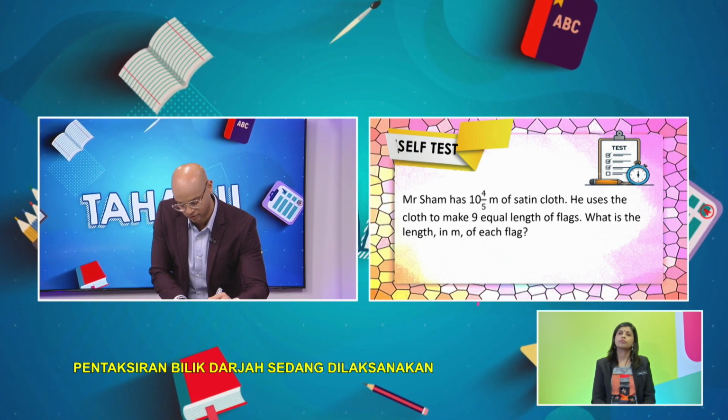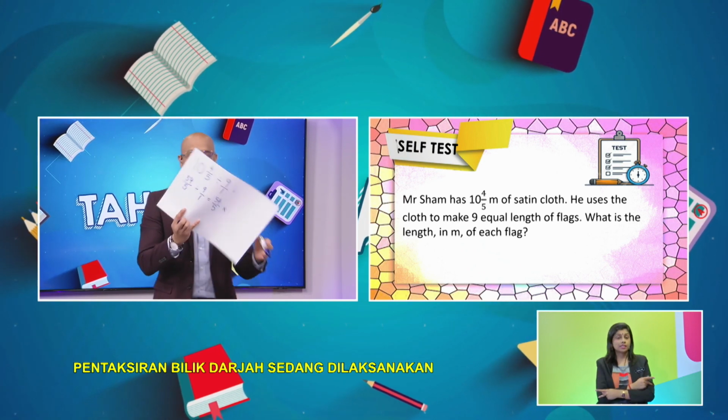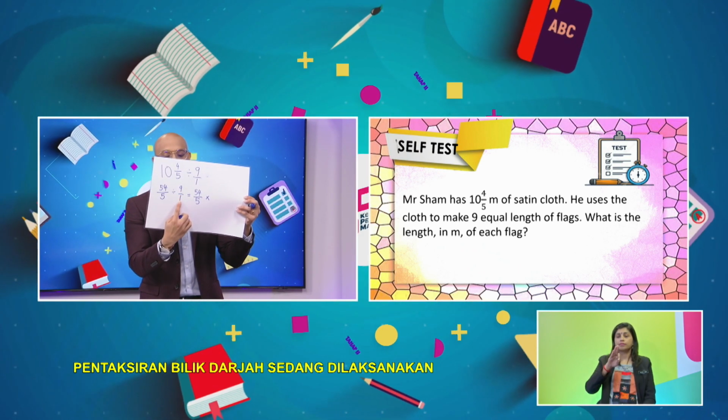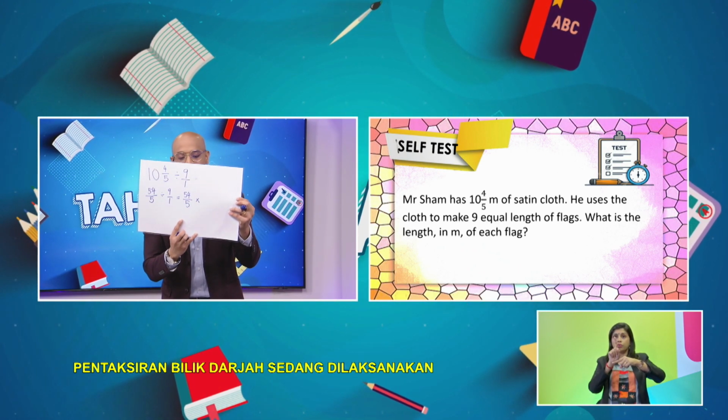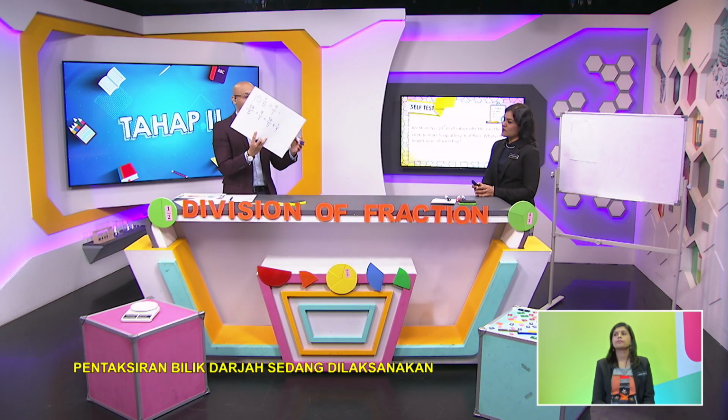So 54 over 5. Going to multiply. Now after this, we have to flip. 9 over 1 to 1 over 9. Yes, let me do that. Superb. 1 over 9. Now, can you find the solution? Let's see.